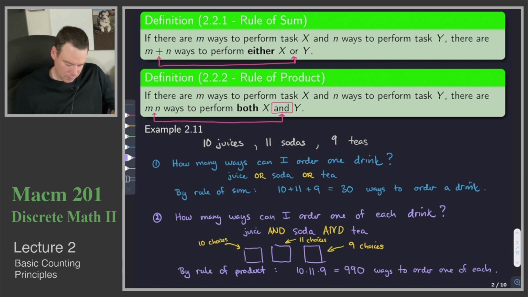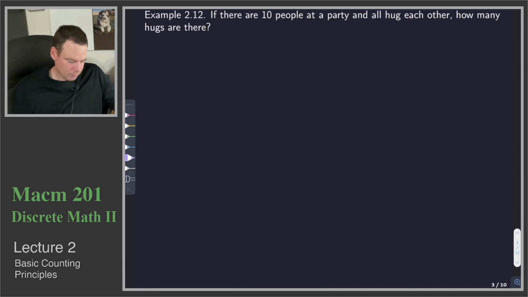Let's go ahead and use them in another example. So suppose we have 10 people at a party. They all hug each other. How many hugs take place? How many hugs are there? So how are we going to do this? We've got those 2 fundamental counting principles, the rule of sum and the rule of product. Which one we use depends on how we want to solve this problem. In fact, we could use either one to solve this problem. So let's go ahead and we'll use the rule of sum.